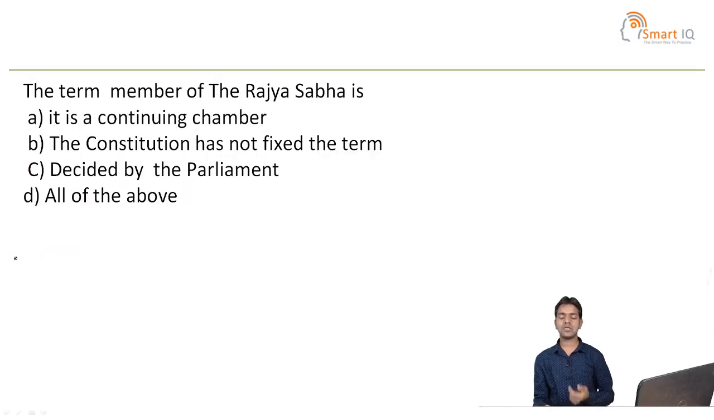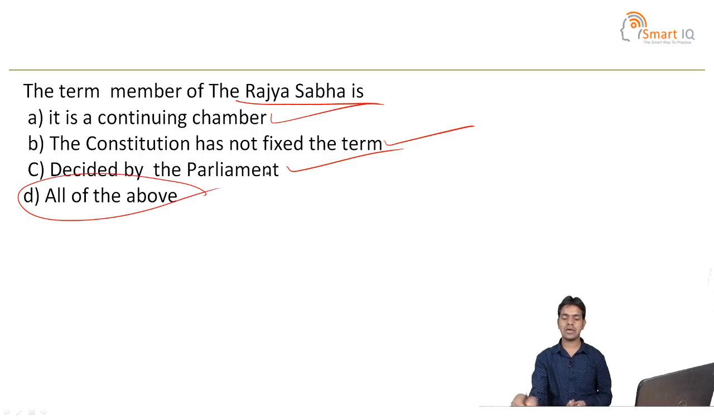So the next question, the term of a member of the Rajya Sabha is: it is a continuing chamber. The Constitution has not fixed the term of the Rajya Sabha and it is decided by the Parliament. So option D is the correct answer.